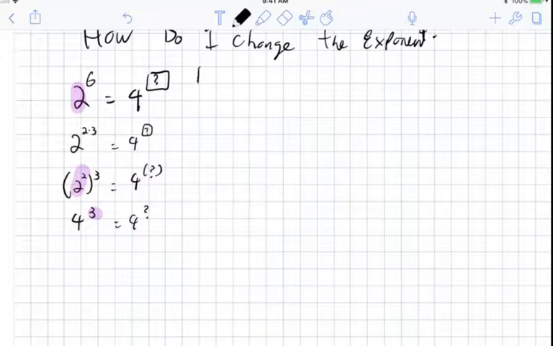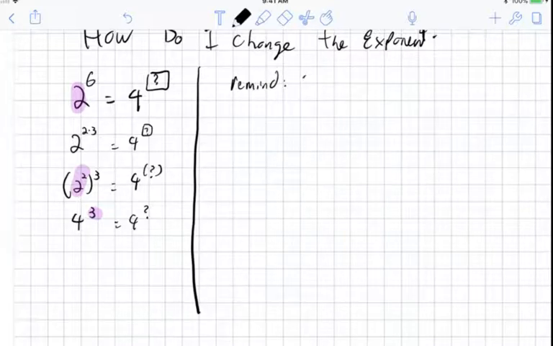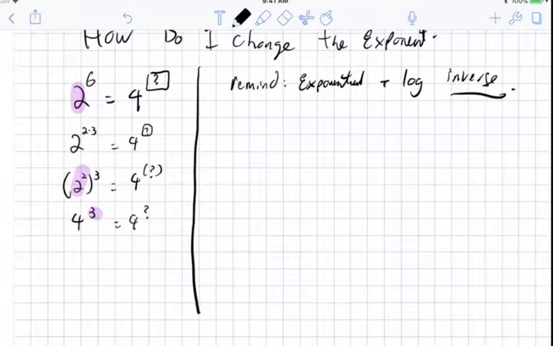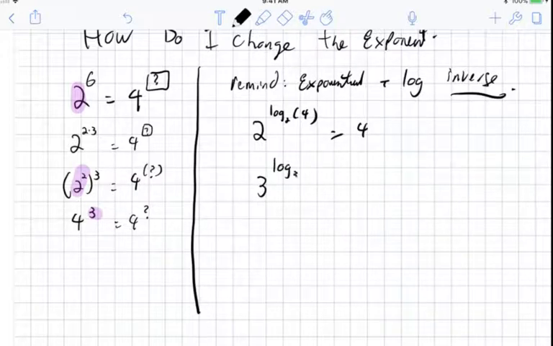To take a shot at this, we need to remind ourselves, exponentials and logs are inverse. That means that 2 to the log base 2 of 4 is equal to 4. And 3 to the log base 3 of 21 is 21.